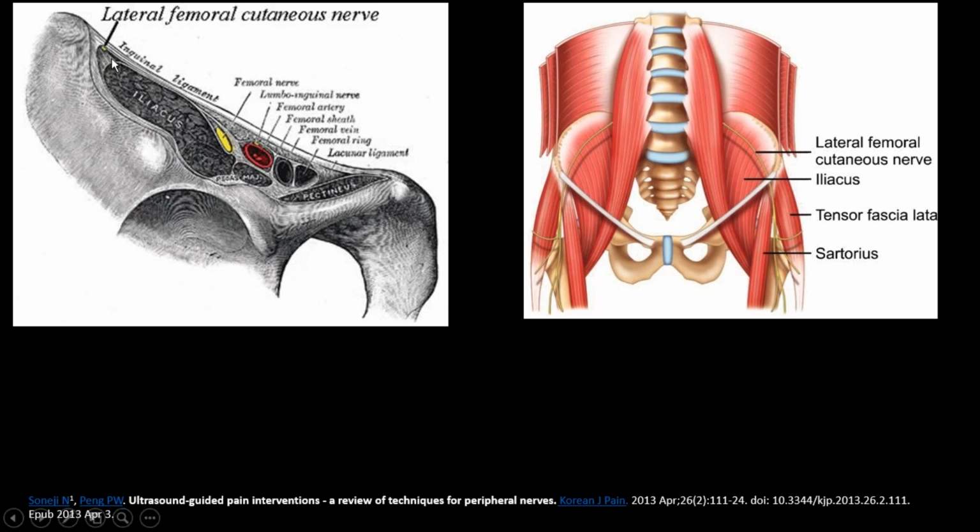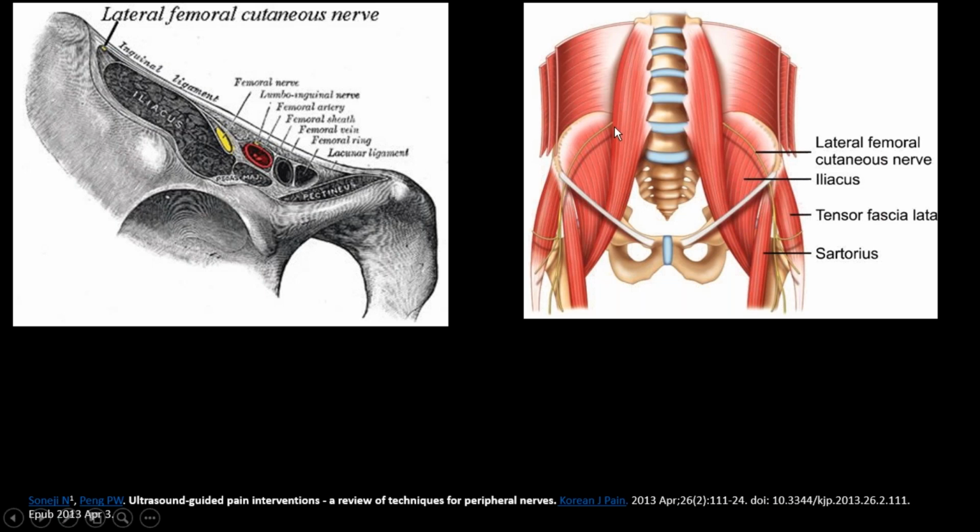Now, the lateral femoral cutaneous nerve is deep to the inguinal ligament, and it's the most lateral structure in this inguinal region here. Beneath the inguinal ligament, there is iliacus, there is the femoral nerve, femoral artery, there is the femoral ring, and pectineus muscle and psoas major muscle. So three muscles: iliacus, psoas major, pectineus. And if we go a little bit more distal, you also see sartorius attaching from the ASIS. So that's a transverse section, and this is the anterior view.